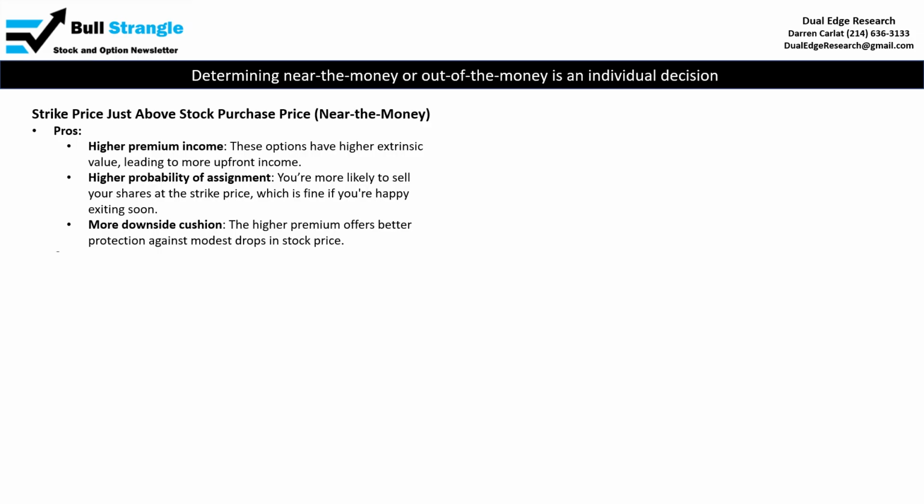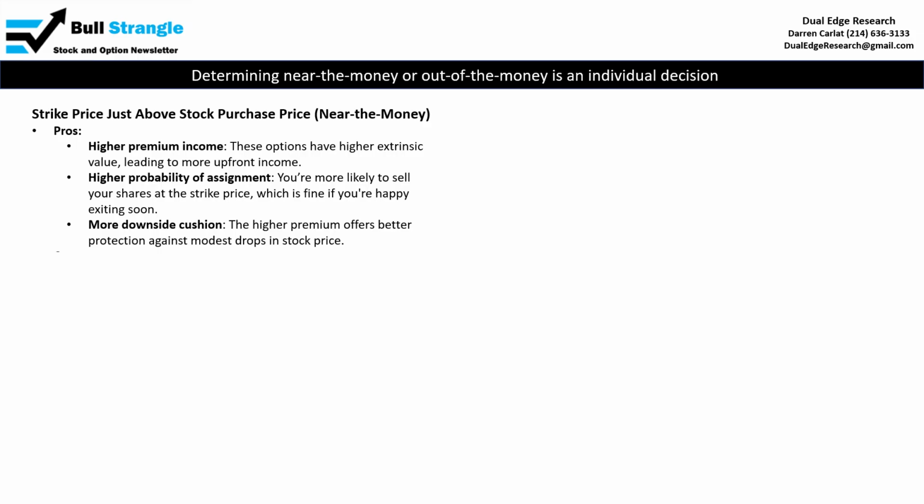So you're more likely to sell your shares at the strike price, which is fine if you're happy exiting soon. Now, keep in mind, we're not looking to keep a stock through a whole wide range of cycles. In fact, because of earnings, sometimes you need to sell that, get out of that stock during one cycle and not own it during the next cycle because they may be reporting earnings during that cycle. So we're looking at every stock on a one cycle basis. If we decide to keep it for a second cycle, that's kind of a separate decision.